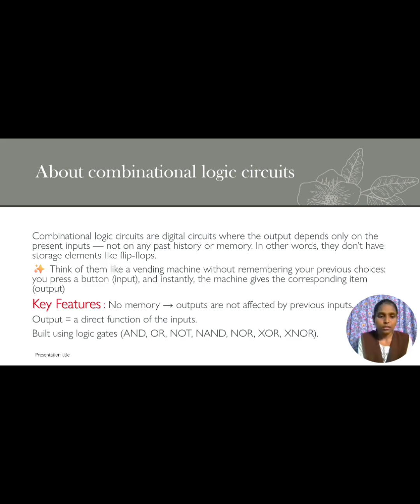Key features: no memory. Outputs are not affected by previous inputs. Output equals a direct function of the inputs. Built using logic gates, that means AND, OR, NOT, NAND, NOR, XOR, XNOR.